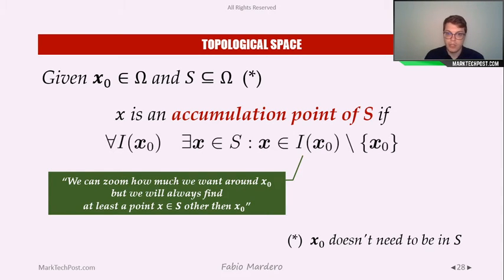Thanks to the definition of closure in particular, we can define another property for an element in a topological space. Given an x0 element that stays inside omega, let's consider S as a subset of omega. As noted on the bottom right corner, x0 doesn't need to be inside S.